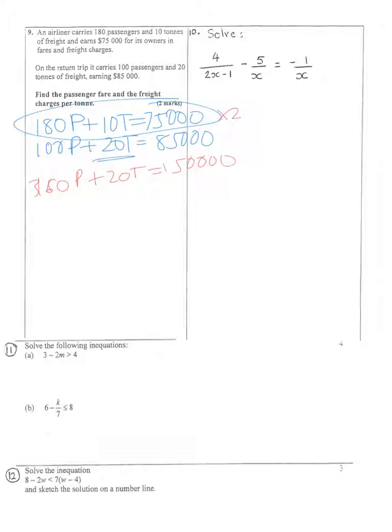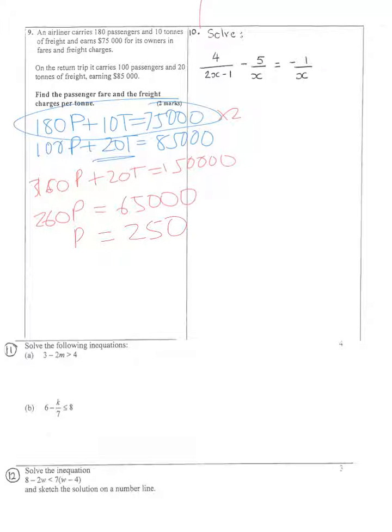So now we will do equation 3, take away equation 2. So 360 take away 100 is 260p, 20 take away 20 is 0, 150 take away 85 is 65,000. Divide by 260 and we get p equals 250. So each passenger was charged $250.